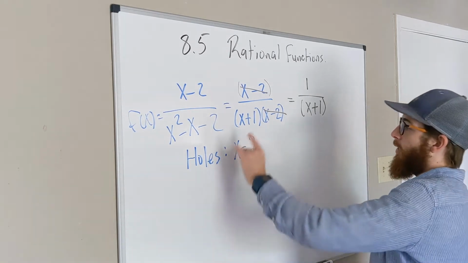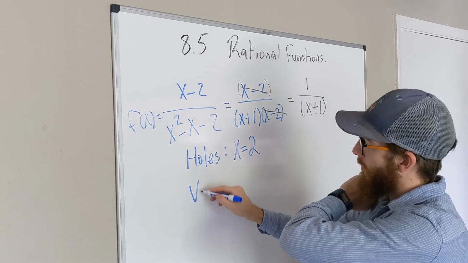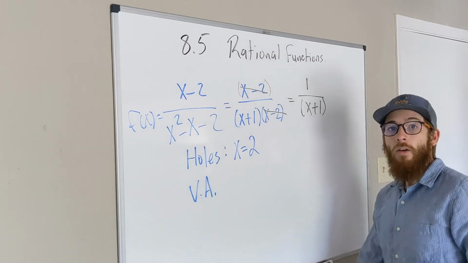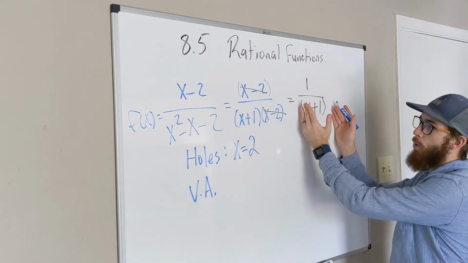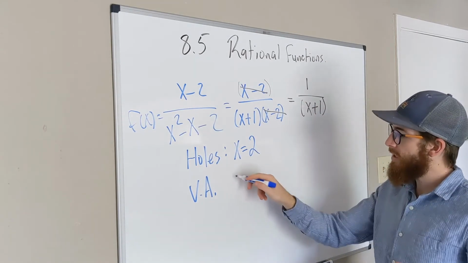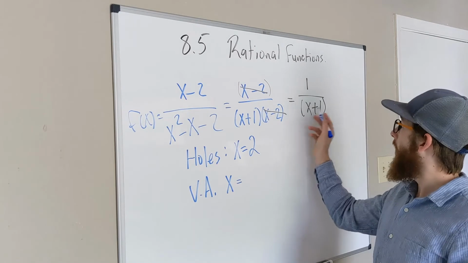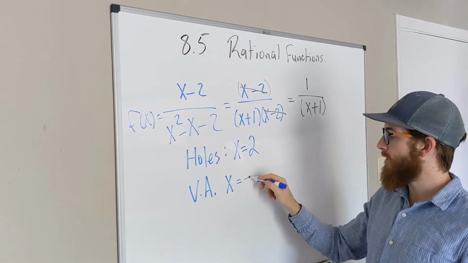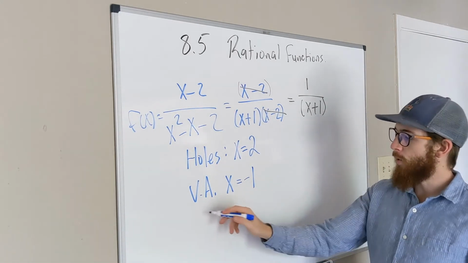Okay, now we need to look for vertical asymptote. Okay, vertical asymptote is the bottom once we've simplified. So I set this to 0, x equals what in this case? Well, x plus 1 equals 0, x equals -1. Lastly, horizontal asymptote.